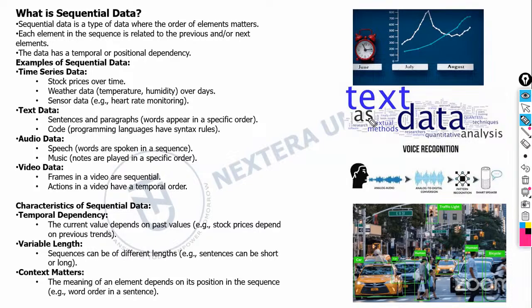Right. So let us discuss what exactly sequential data is. Sequential data is a type of data where the order of the elements matters. So something that you have to identify is order. The sequence, the order, matters in sequential data. Each and every element in the sequential data is related to the previous and/or next elements. So whatever data you have as part of sequential data, the sequence matters.